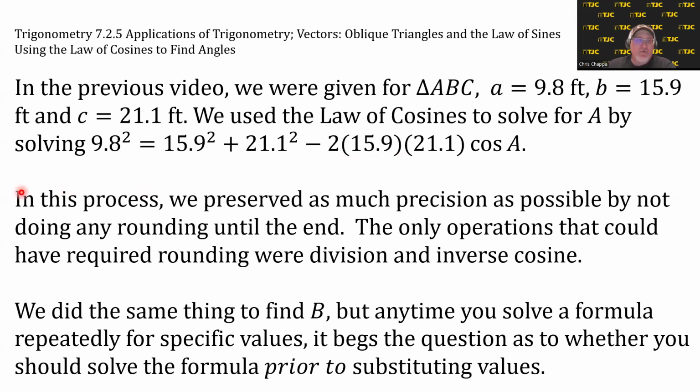In this process, we preserved as much precision as possible by not doing any rounding until the end. The only operations that could have required rounding were division and inverse cosine. We did the same thing to find angle B. But anytime you solve a formula repeatedly for specific values, it begs the question as to whether you should solve the formula prior to substituting values.